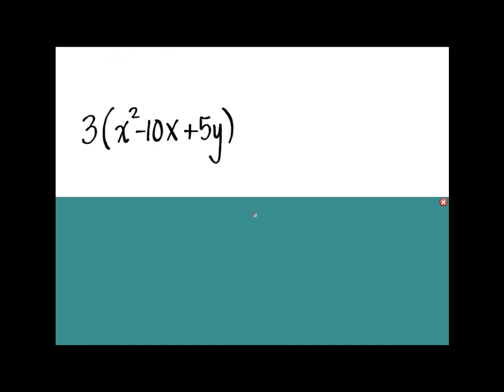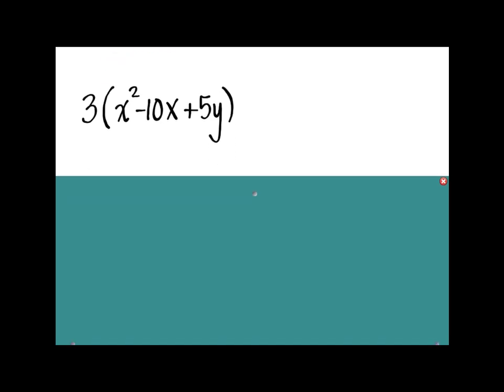Here I have a monomial times a trinomial. So I'm going to multiply, or distribute, the 3 into every term. So I have 3 times x squared, which is 3x squared. I have 3 times negative 10x. So the 3 and the 10 make negative 30x. 3 times 5 gives me positive 15y.